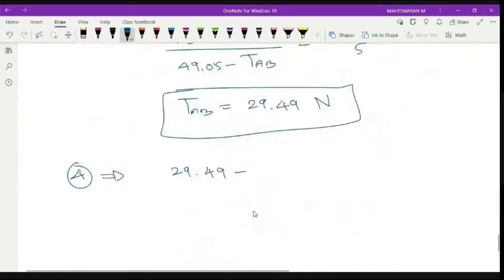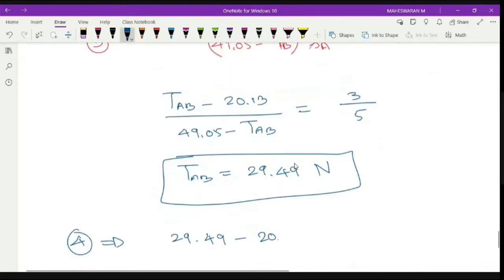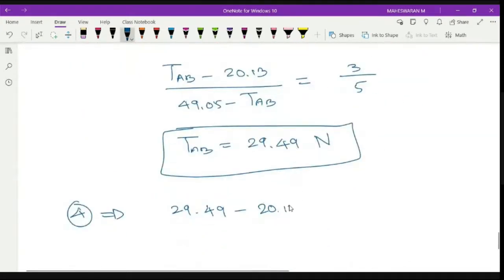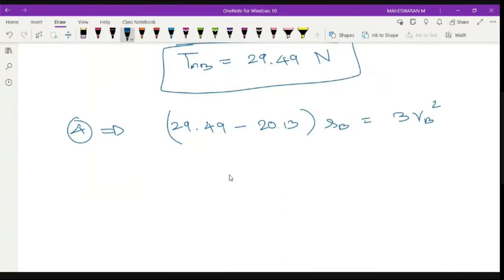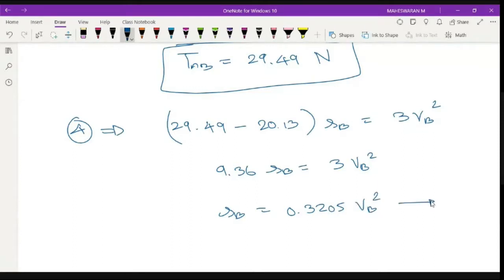Next, I am going to substitute this. So TAB minus 20.13. I am substituting in equation 4. Okay, so SB is equal to 3 VB square. Right, so what are you getting? 29.36. SB is equal to 3 VB square. So which means SB is equal to 3 divided by 9.36, 0.3205 VB square. This is equation number 5. Any doubt up to this? No, sir.